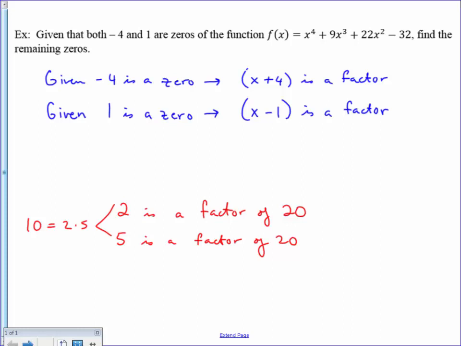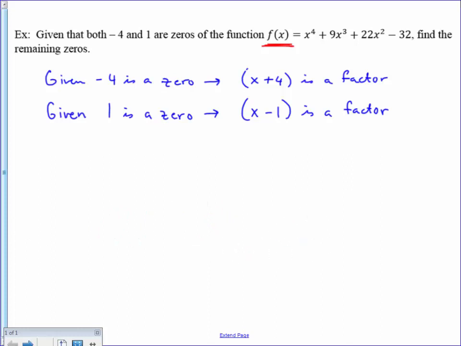That's basically the situation that I have up above. I know that x plus 4 is a factor of the f of x function, and I know that x minus 1 is a factor of the f of x function. That means if I take the product of the two factors, then that resulting product is also a factor of f of x. So we're going to use that fact to start our problem.